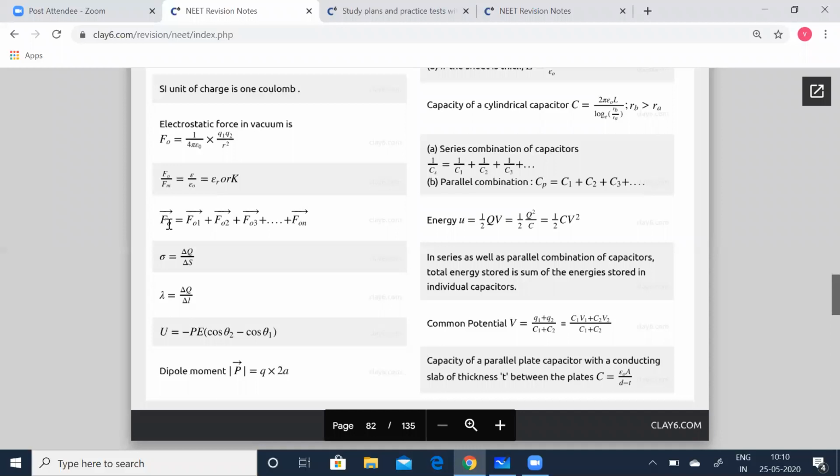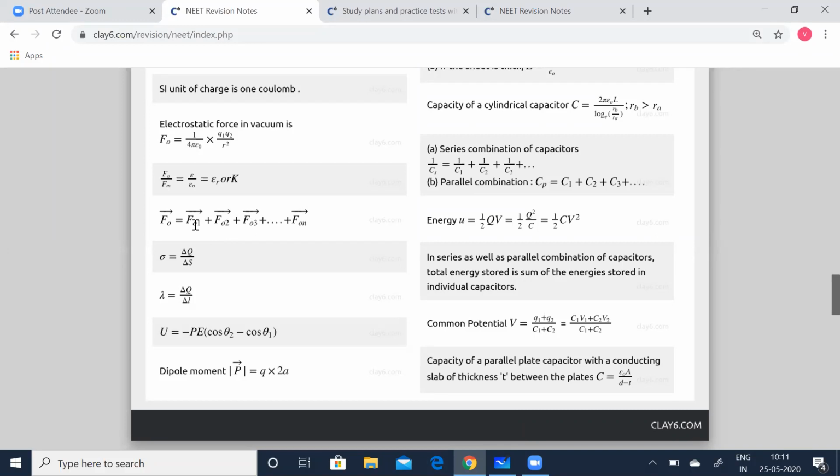F0, or force with respect to origin, is equal to F01 plus F02 plus F03 plus F04 and so on till F0n, where F0 is the force with respect to the origin, and F01 says it is the force with respect to origin and the first body. F02 means origin with respect to the second body, second particle or second charge, you can say.